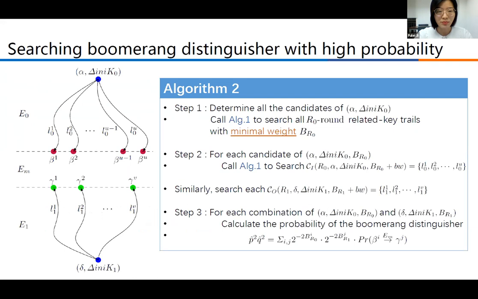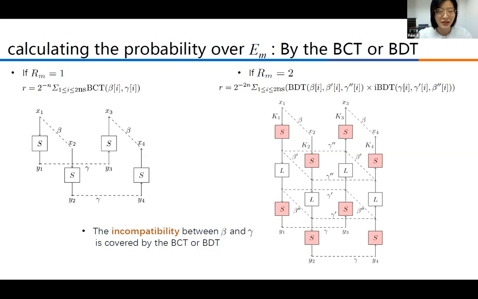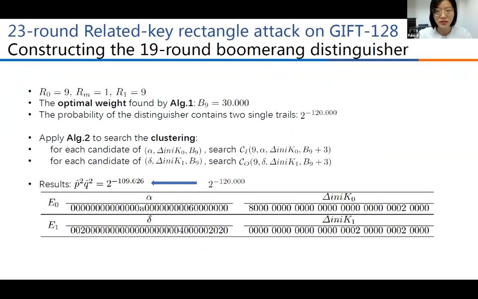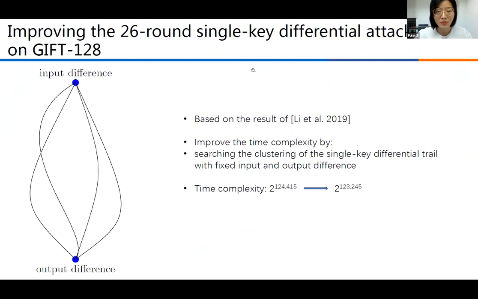And it's obvious that not all combinations of beta and gamma can contribute to the distinguishing probability. And the incompatibility between beta and gamma is covered by the BCT or BDT. We found a 20-round boomerang distinguisher for GIFT 64 and construct a 25-round related key rectangle attack. We also found a 19-round boomerang distinguisher for GIFT 128 and construct a 23-round related key rectangle attack. And we also improved the time complexity of the 26-round single key differential attack on GIFT 128 by searching the clustering of the single key differential trail with fixed input and output difference. And that's all. Thank you.